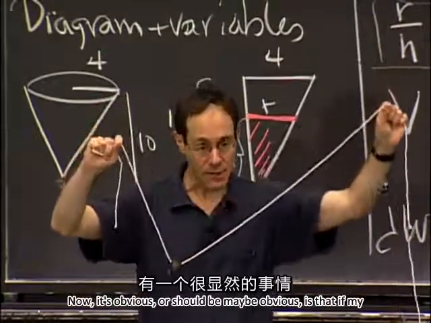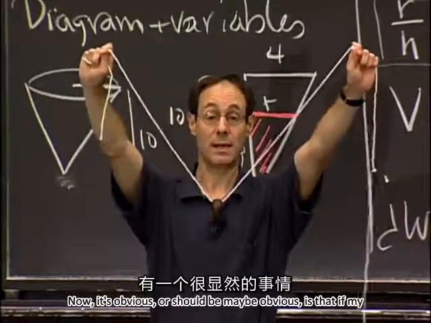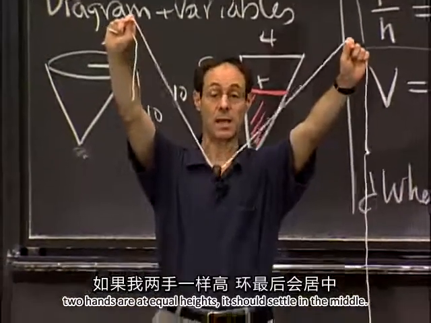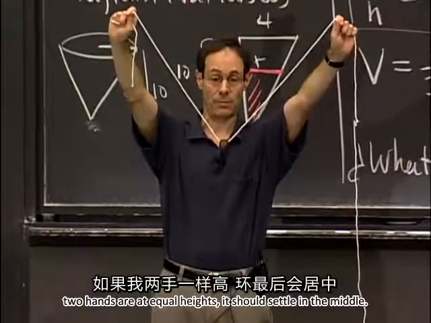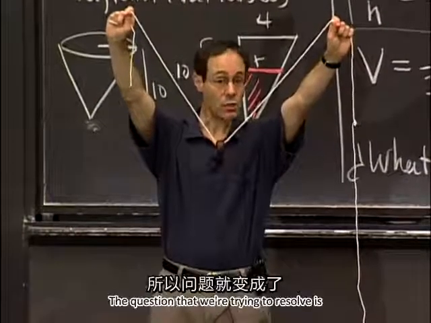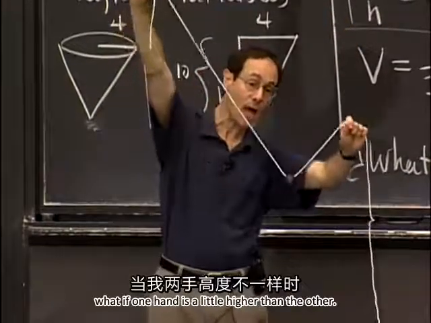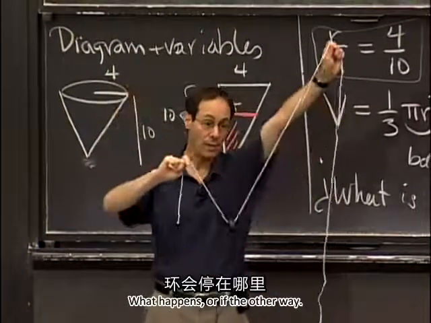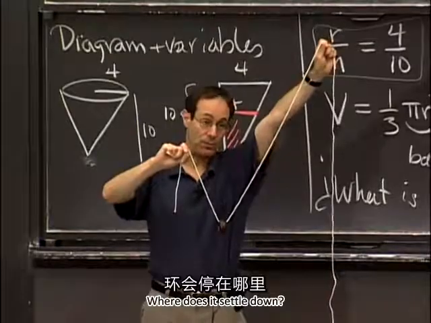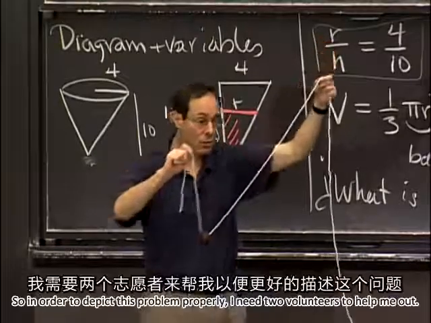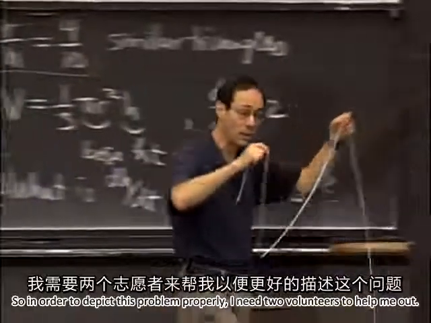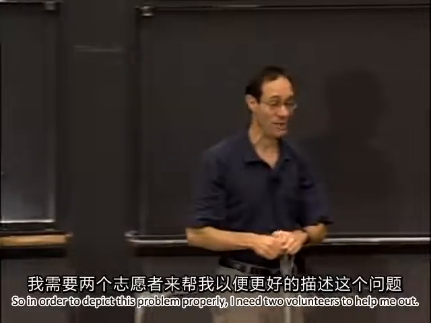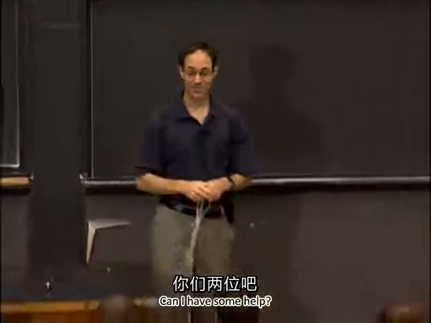Now, it's obvious, or should be maybe obvious, that if my two hands are at equal heights, it should settle in the middle. All right? The question that we're trying to resolve is, what if one hand is a little higher than the other? All right? What happens, or the other way? Where does it settle down? All right? So in order to depict this problem appropriately, I need two volunteers to help me out. Can I have some help?